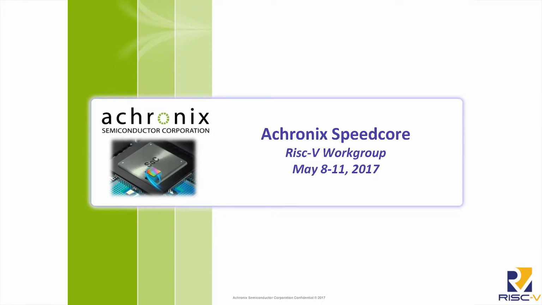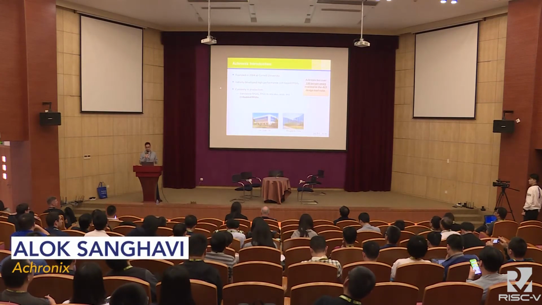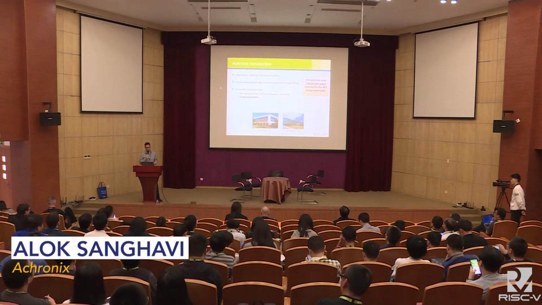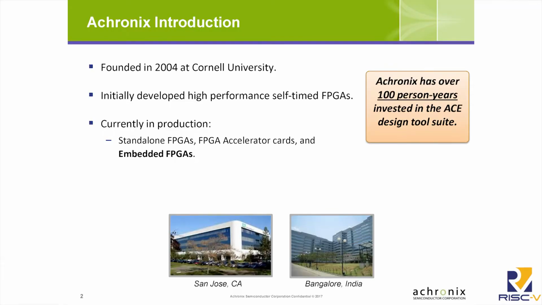Introduction on Achronix. We were founded in 2004 at Cornell University, and initially we developed high-end self-timed or asynchronous FPGAs. But in the last 8 or 9 years, we've switched gears a little, and we've been focusing more on the traditional high-end synchronous FPGAs. So currently in production, we have our 22 nanometer high-end HT1000 Speedster FPGA.